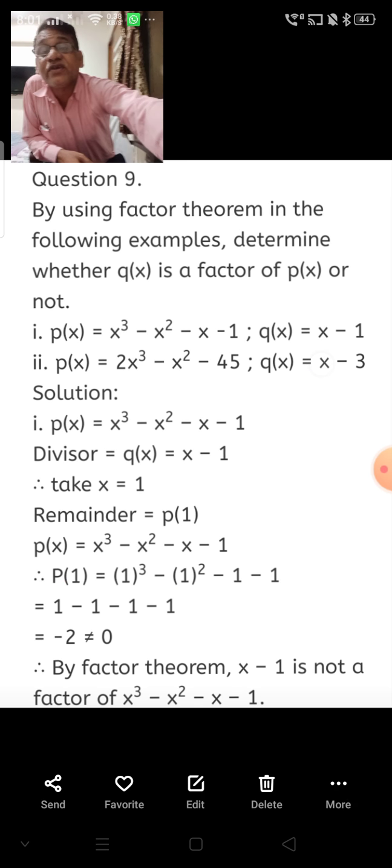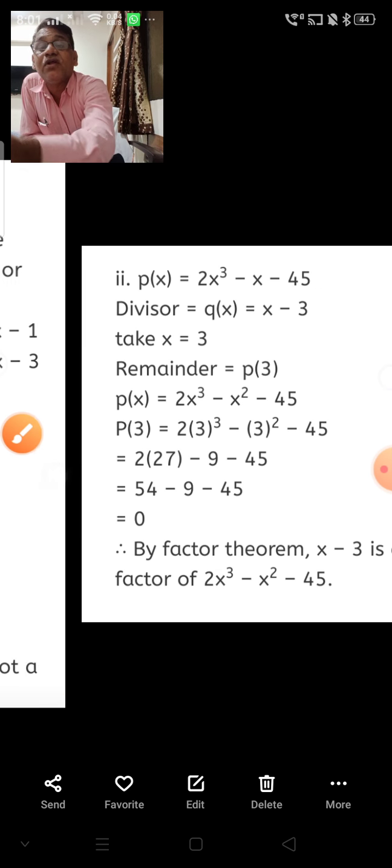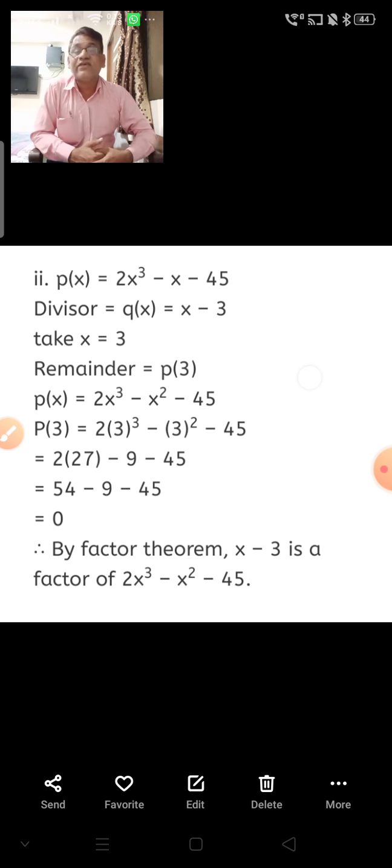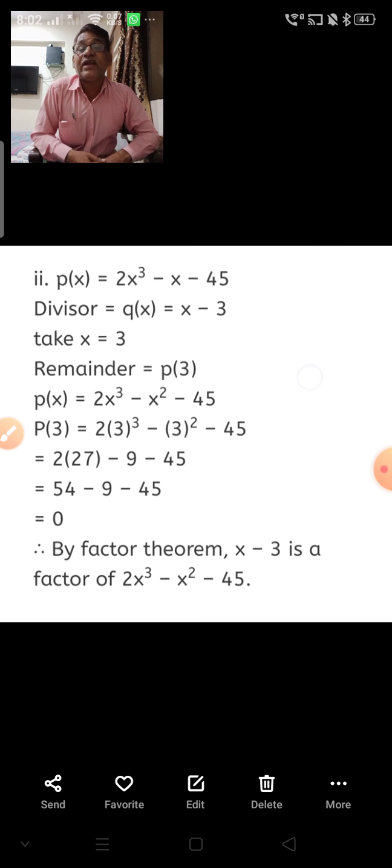The next question is also given there, so you solve the next question. The second question: the polynomial is given, p of x is equal to 2x cube minus x square minus 45, and the divisor is x minus 3. It means you have to find the remainder by taking x is equal to 3. Find the remainder p of 3.